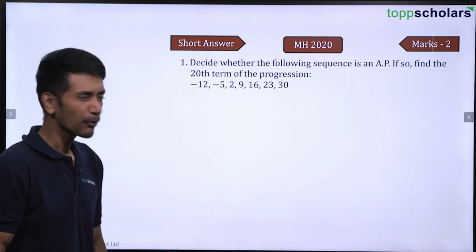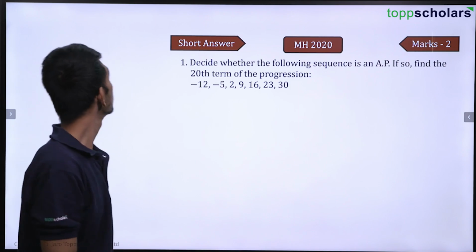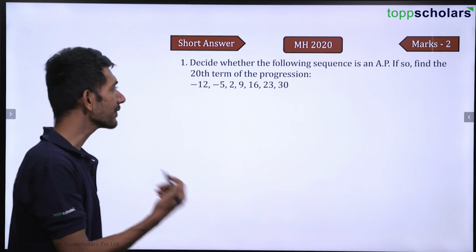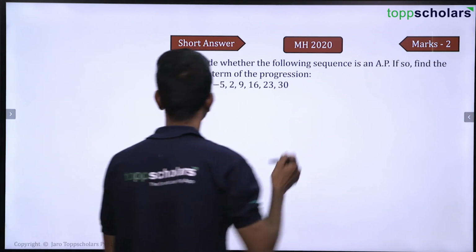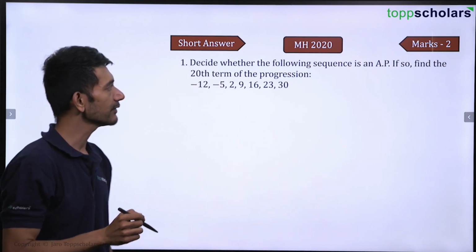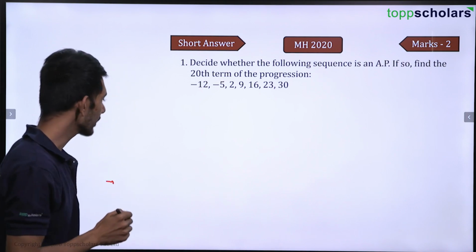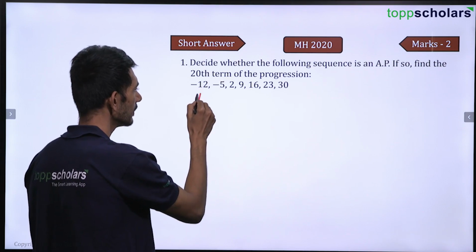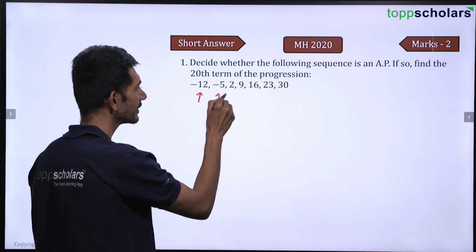Let us directly start with the problems. Decide whether the following sequence is an AP. If so, find the 20th term of the progression. So if you see this question, firstly, we are supposed to decide whether this particular sequence is an AP or not. And how do we do that? We do that by finding the common difference, isn't it?